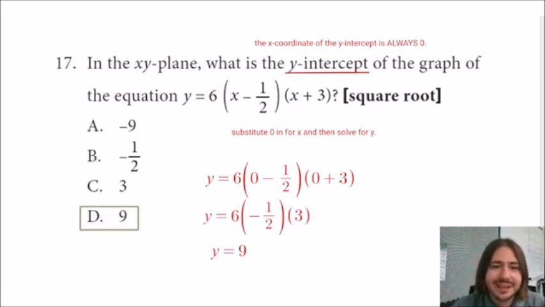And that's about it for number 17. And actually, you can use this strategy for any question where it's asking for the y-intercept.